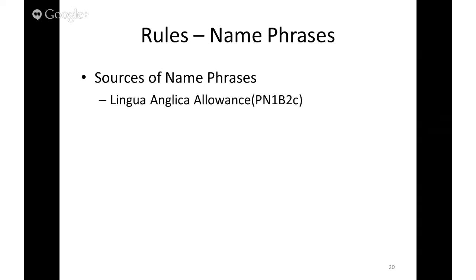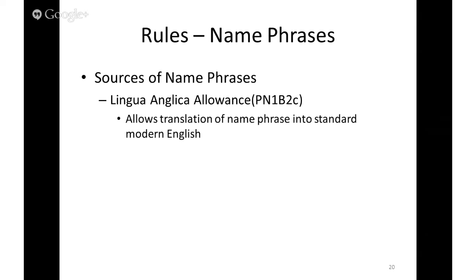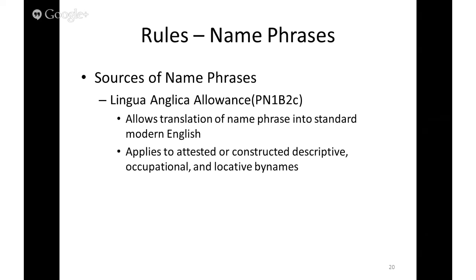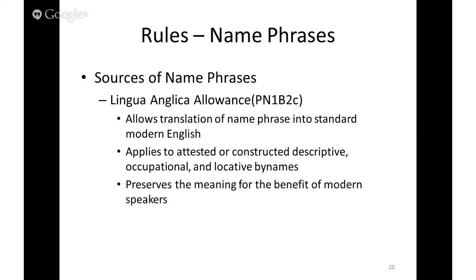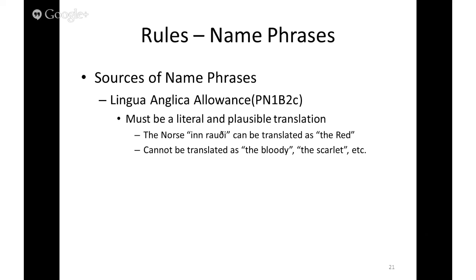All right. Another source of name phrases is what's called the Lingua Anglica allowance. This is an SCA creation, and it basically says that some name phrases you're allowed to just translate into standard modern English. This applies to attested or constructed descriptive, occupational, and locative binaries, and their rules are not exactly identical for this. The idea is to preserve the meaning for the benefit of the modern English speaker. It has to be literal and plausible translation.